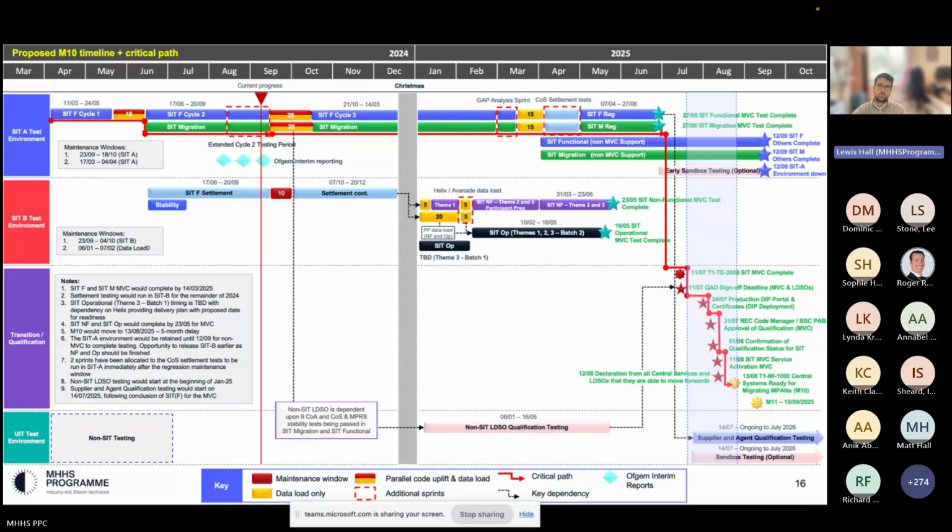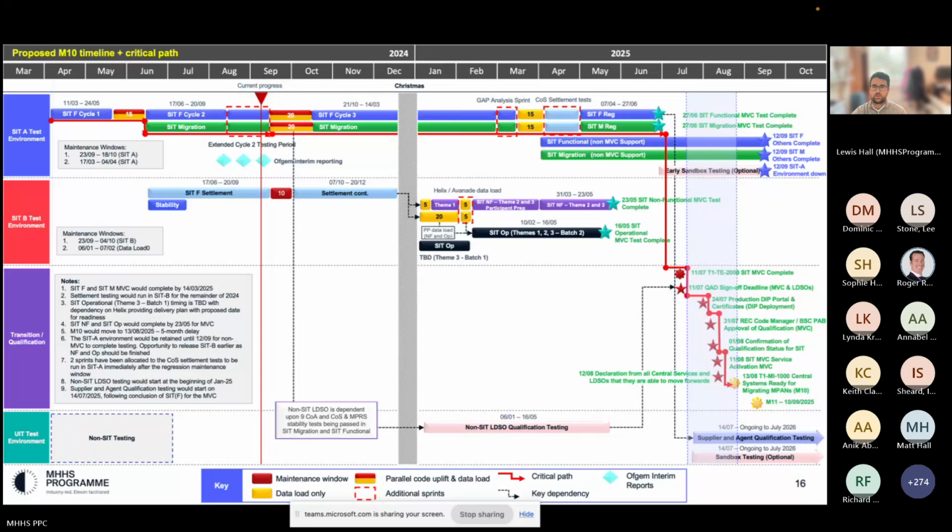Anik, I think you're up next. Hello, hi Lewis. I don't know if this is explicitly called out yet, so apologies if you've already answered it. But obviously, on the qualification area, we're talking about MVC. Am I right to assume there'll also be an impact on the participants allocated in the waves? Would there be a change in their dates? The non-SIT or the non-MVC participants.